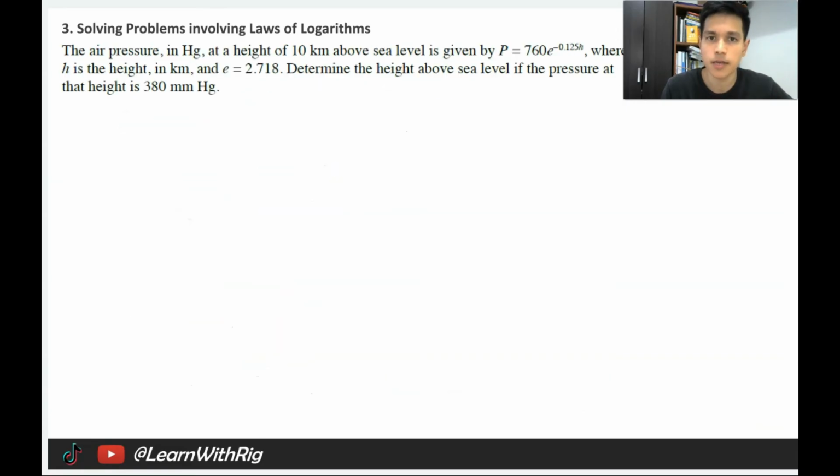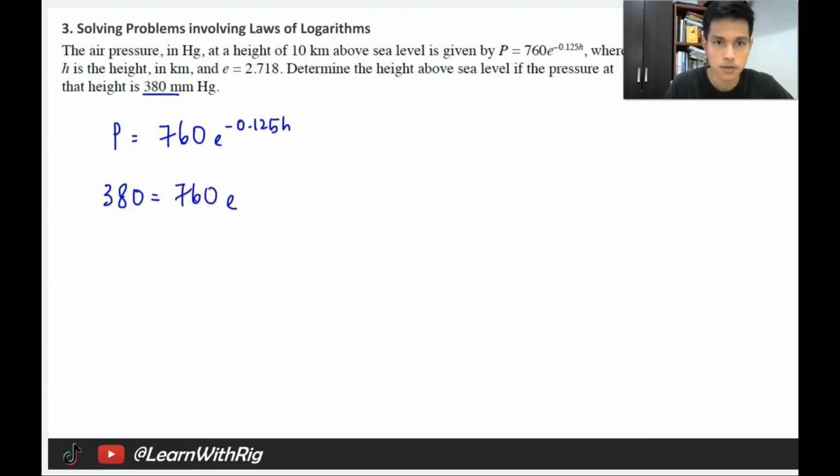The air pressure at a height of 10 km above sea level is given by, so they gave you this, the air pressure, where H is the height and e equals 2.718. Determine the height above sea level if the pressure at the height is 380 Hg. So they gave you the pressure formula. Pressure equals 760 e power negative 0.125 H. The H here is the height. Now they're asking you to find the height, given that the pressure is 380.